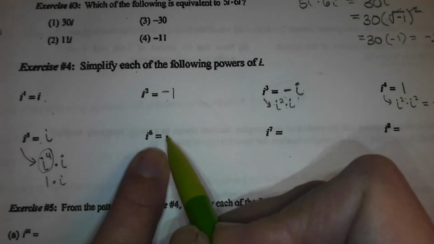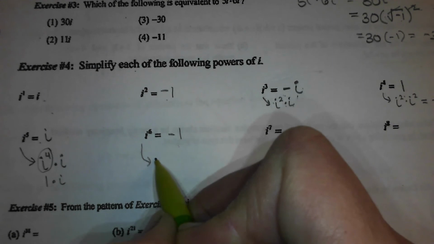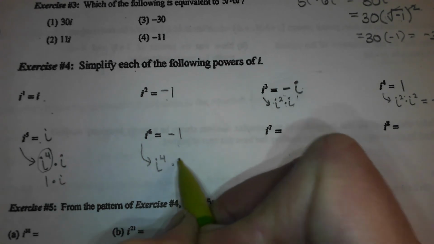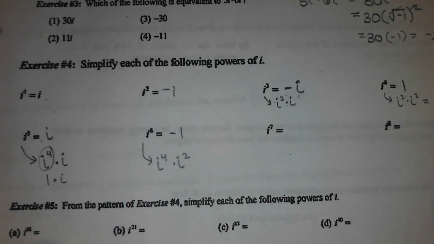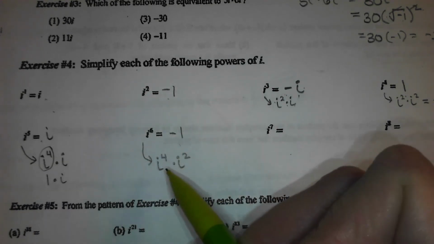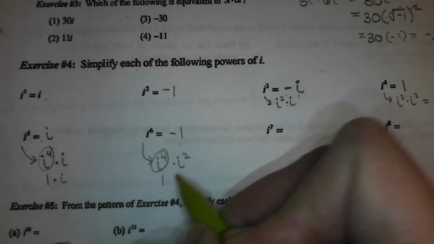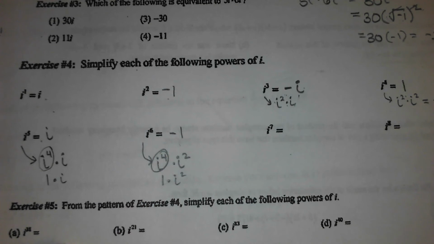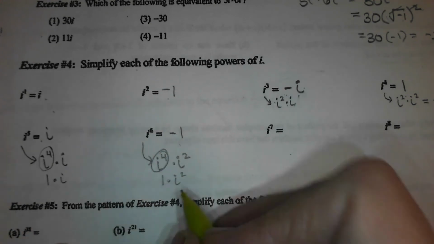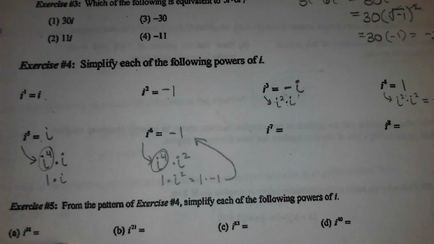I to the 6th is back to -1. Again, the logic behind that is that I to the 4th times I squared would replace I to the 6th. And I love seeing I to the 4th, or I to the 8th, or I to the 12th, I to any multiple of 4, because this part will always just be 1. And then I squared is -1, and so that's why we land at -1.